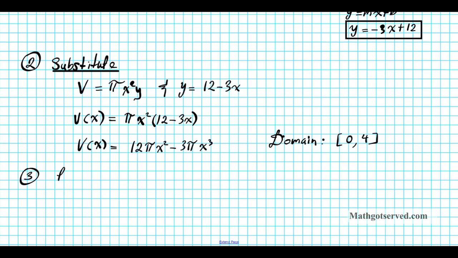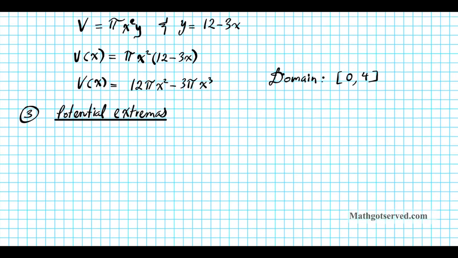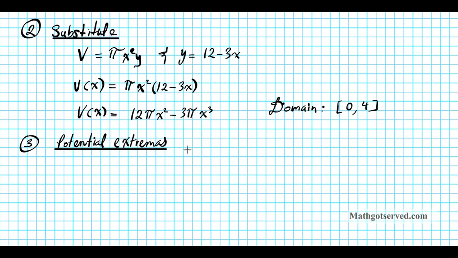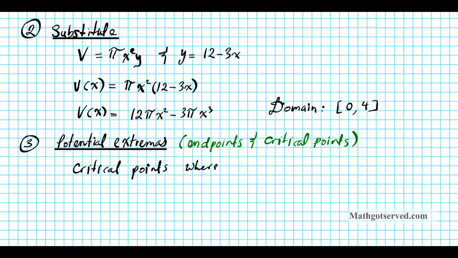We're going to look for potential extremas. The endpoints are automatically potential extremas that should be considered, but we also have to find the critical points, because we know potential extremas are your endpoints and critical points. We already know our endpoints, so let's look for our critical points. What are critical points? Critical points are where v prime, in this case, because this is a function, is equal to 0 or v prime does not exist. That's what our critical points are.